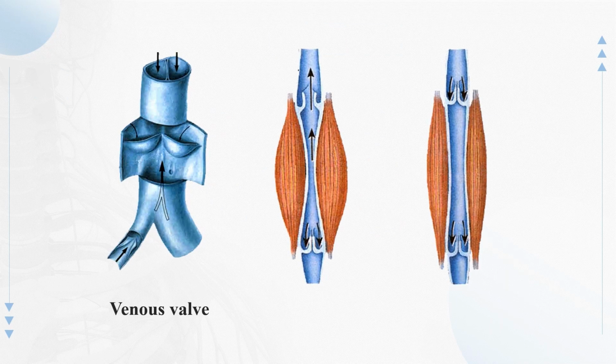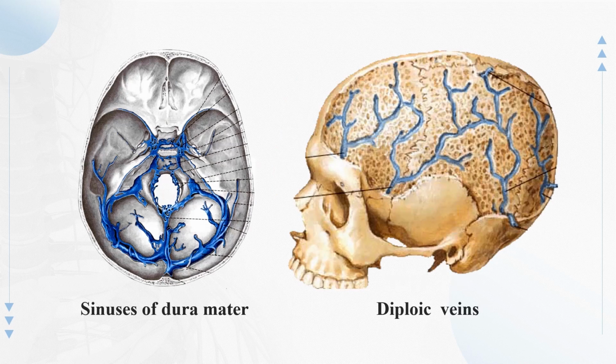This demonstrates the venous valve. This picture demonstrates the sinuses of dura mater and diploic vein.